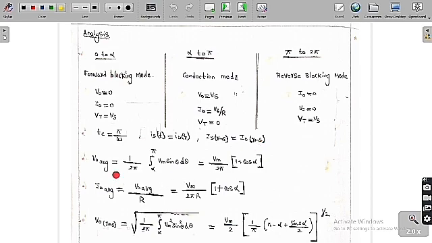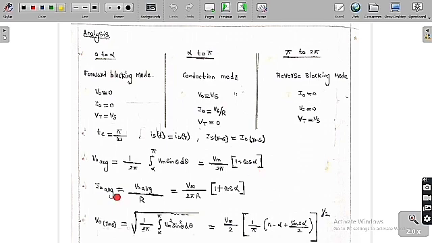And if you want to know the output average value expression, the output voltage average value is equal to 1 by 2 pi integration of alpha to pi Vm sin theta d theta. If you do the simplification of this, we get Vm by 2 pi into 1 plus cos alpha. So Vm by 2 pi into 1 plus cos alpha is the average value of the output voltage we are going to get.